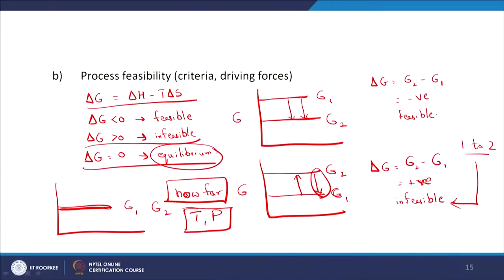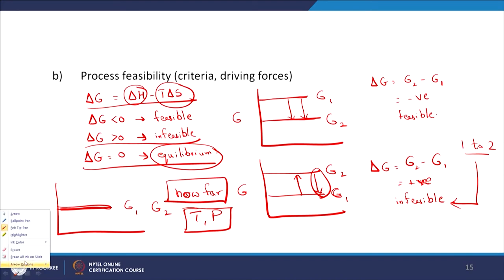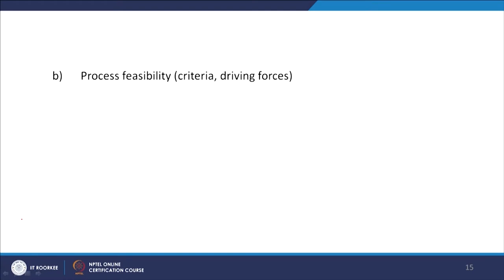So again, delta G is equal to delta H minus T delta S. And now we are going to look at the individual terms in greater detail. Again, we have delta G equal to delta H minus T delta S. Let's look at how these apply to delta H and delta S. In general, delta H, as we talked about, is a decrease in enthalpy. A decrease in enthalpy favors the reaction.